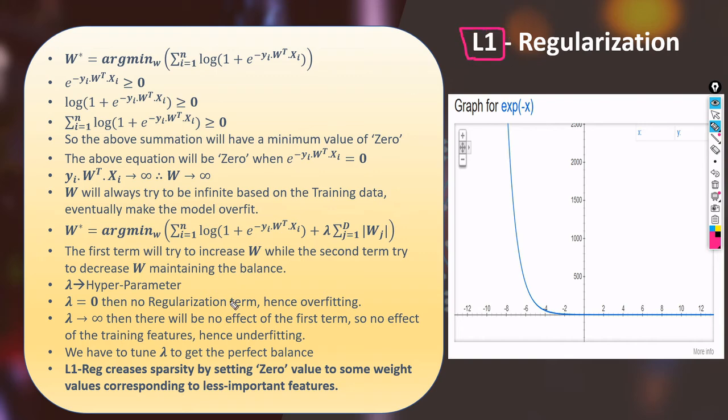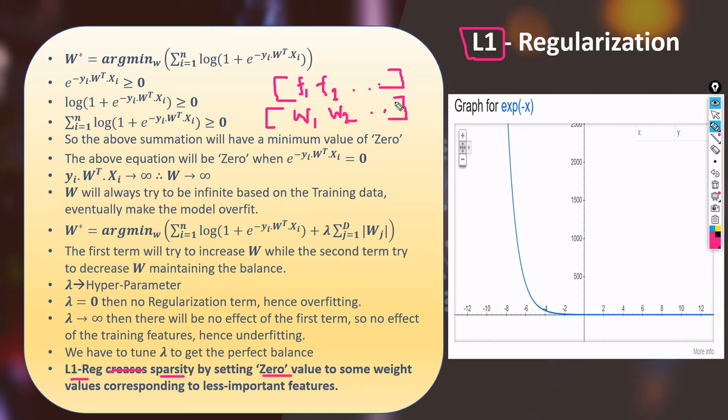And one thing to note is that L1 regularization creates sparsity by setting zero value to some weight values corresponding to less important features. So basically we have a feature vector, right? We have F1, feature 2, and so on, up to feature D. Similarly, we have the weight vector: for feature 1 we have weight 1, for feature 2 we have weight 2, something like that.